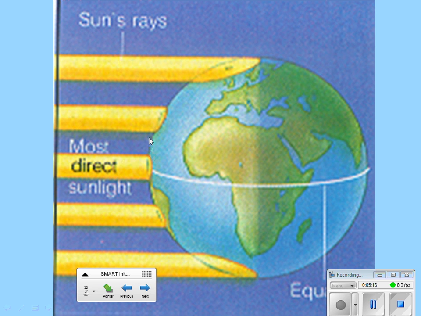And then as you move away from the equator, you get the same amount of light, but because of how the Earth is shaped, that same amount of light spreads out over a bigger area. So it's actually getting less direct sunlight, which means it's not going to be able to heat up as much. That's why the poles are cooler and the equator is warmer.